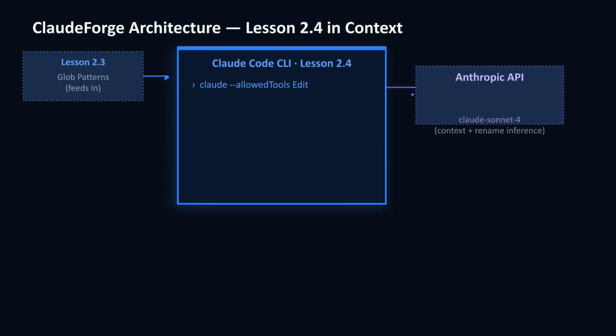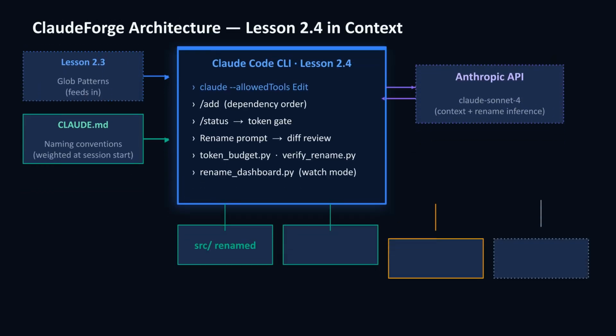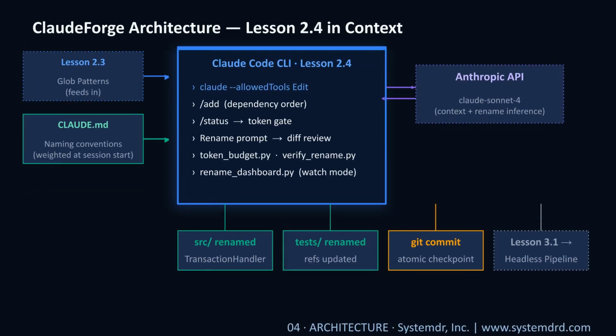The ClaudeForge architecture for Lesson 2.4 leverages the Claude Code CLI. We use glob patterns and naming conventions from Claude.md as input. The process involves token budgeting, file adding, status checks, renaming, and verification before an atomic git commit.